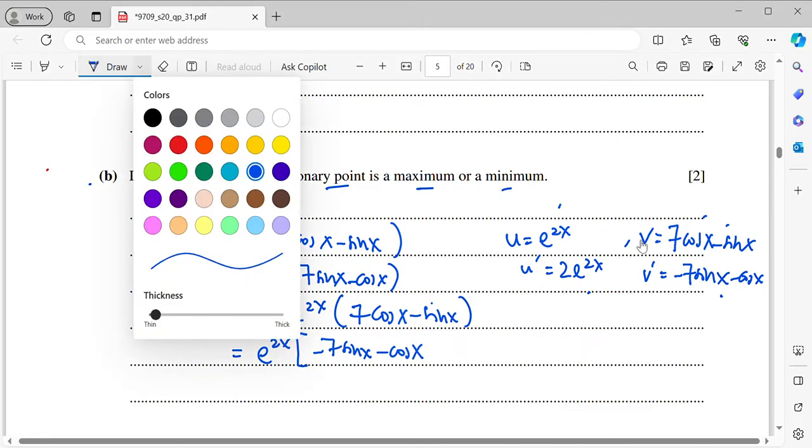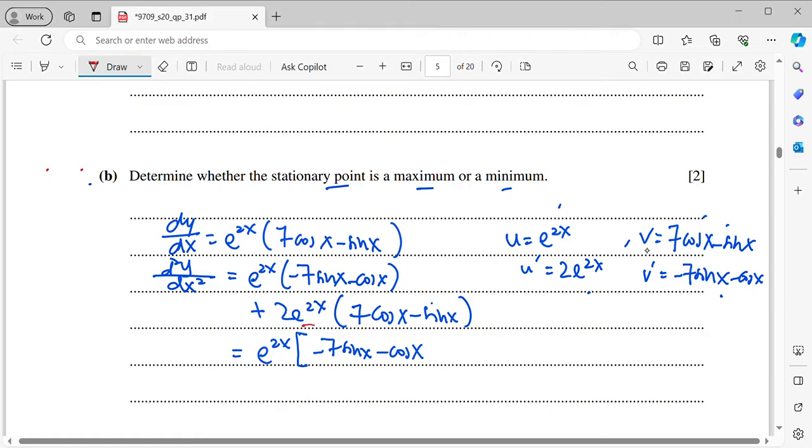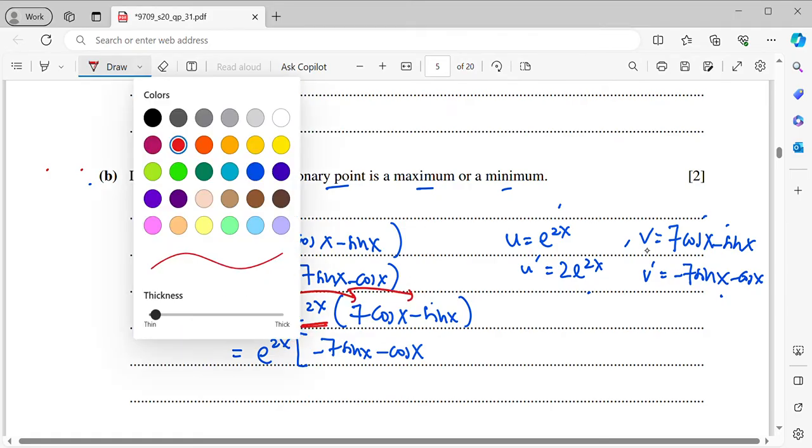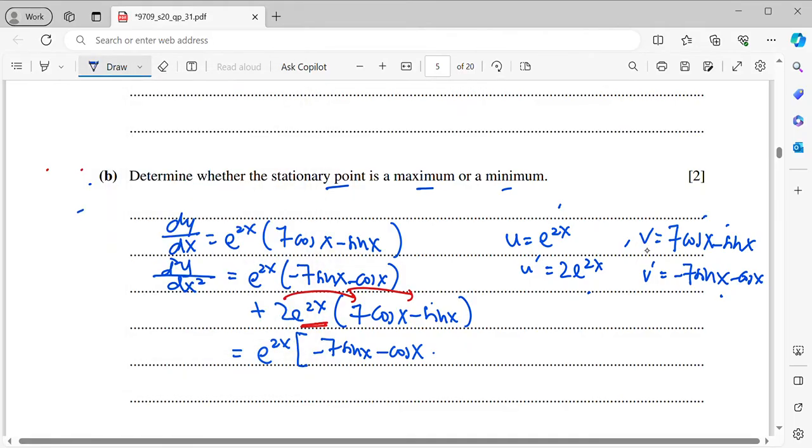So be careful with the second term here. Once you have factorized the e^2x, you still have the 2. So this 2 must multiply to all the terms inside the bracket. Again, you get plus 14 cos x minus 2 sin x. Then at last, you will be getting minus 9 sin x plus 13 cos x.